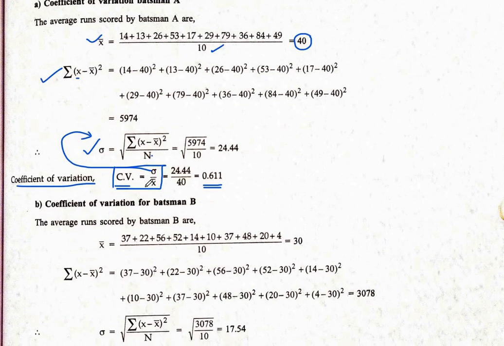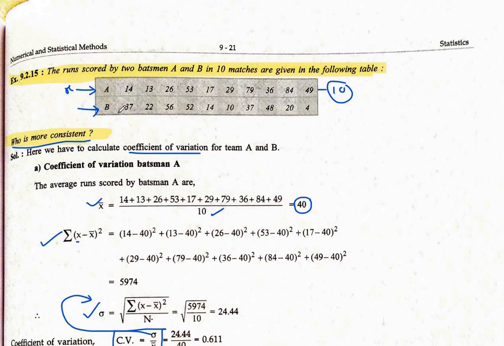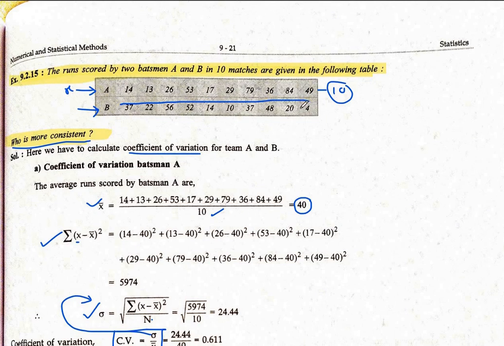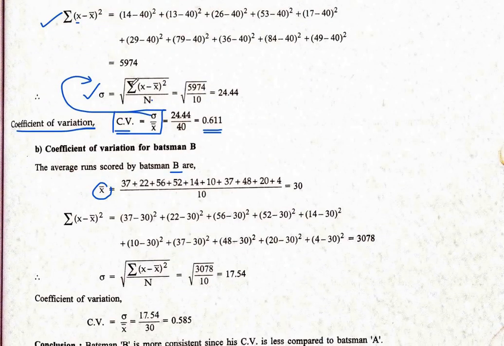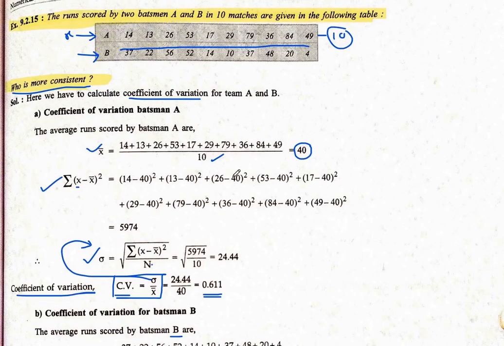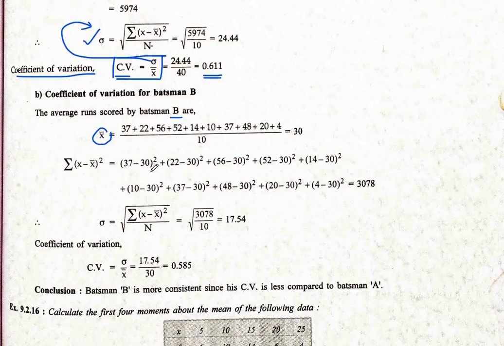Okay, the same thing we have to do for batsman B. For batsman B, the x bar is calculated from the values which are here. So these values, 37 up to 4, divided by 10. So that is x bar. Then we have to calculate x minus x bar. So 37 minus 30, 22 minus 30. That value we have to calculate, and we have to take the summation of this. It will give us the value of sigma.